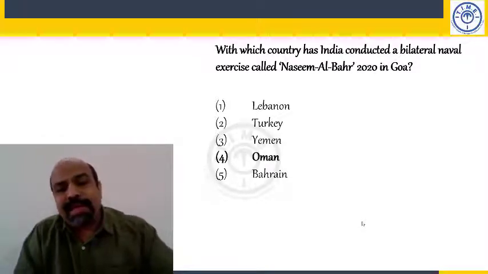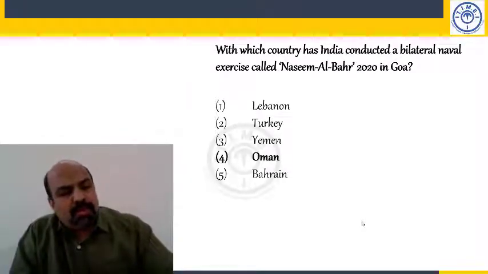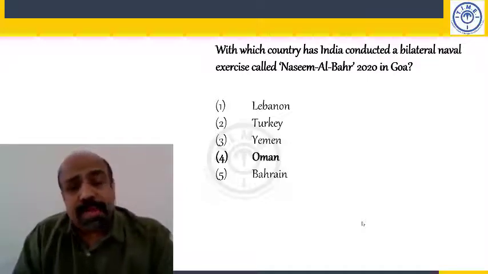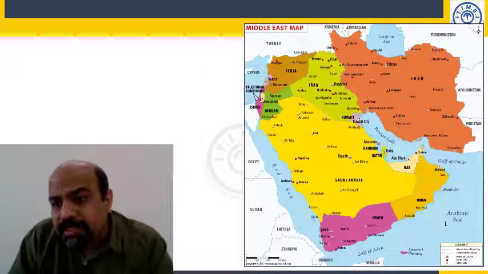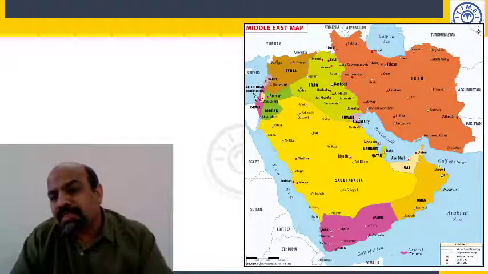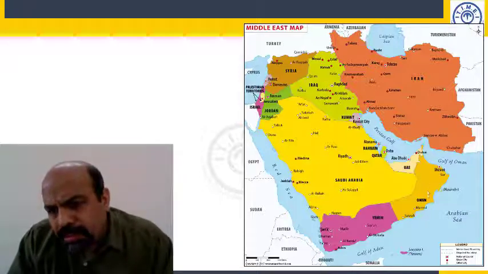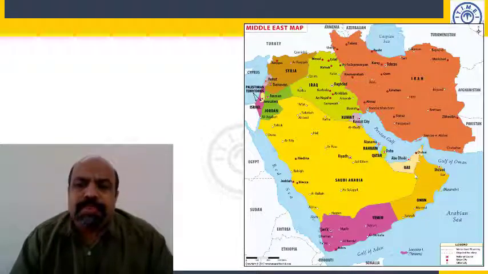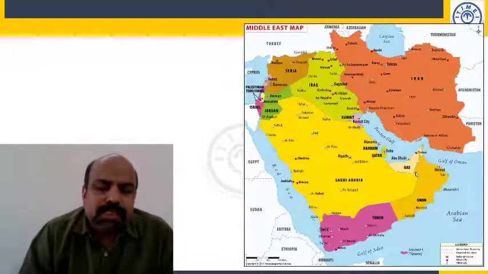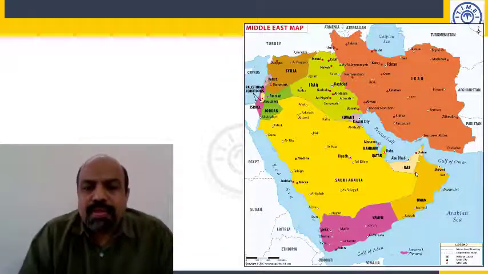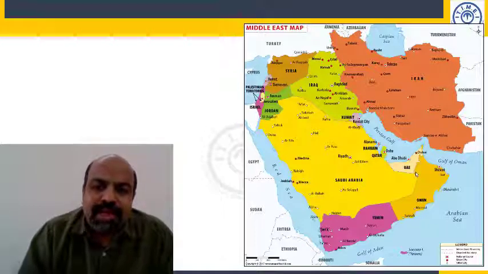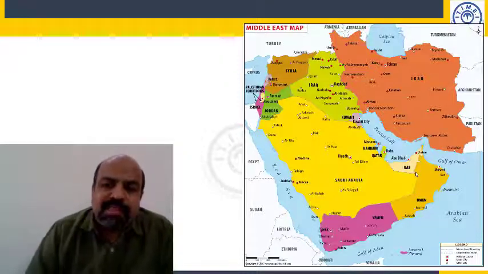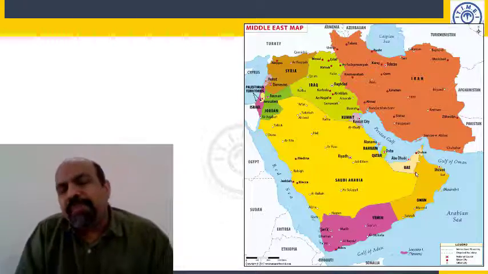Oman, O-M-A-N, dash Muscat, M-U-S-C-A-T. The president is a sultan. Okay. His name is Haitham, H-A-I-T-H-A-M. You can say Haytham also. Haytham al-Tariq or bin Tariq.